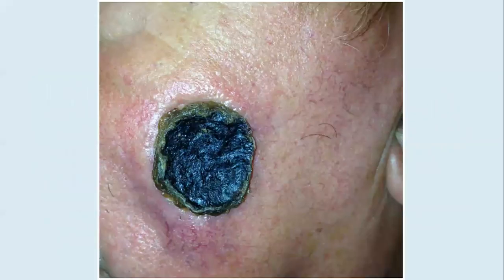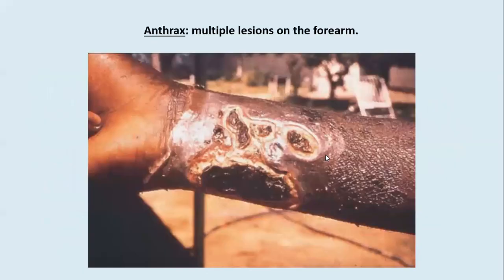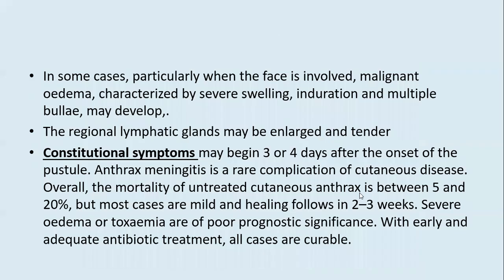This is how cutaneous anthrax looks. This is a thick crust on the ulcer. It is also known as the eschar, and here are multiple coalescing lesions on the arm.